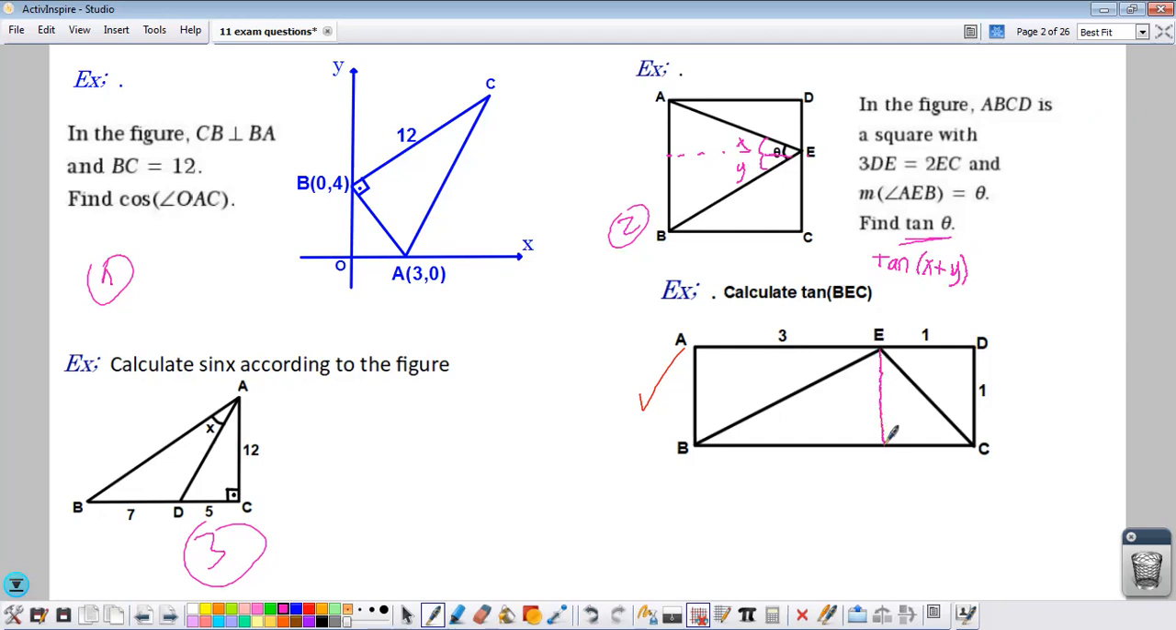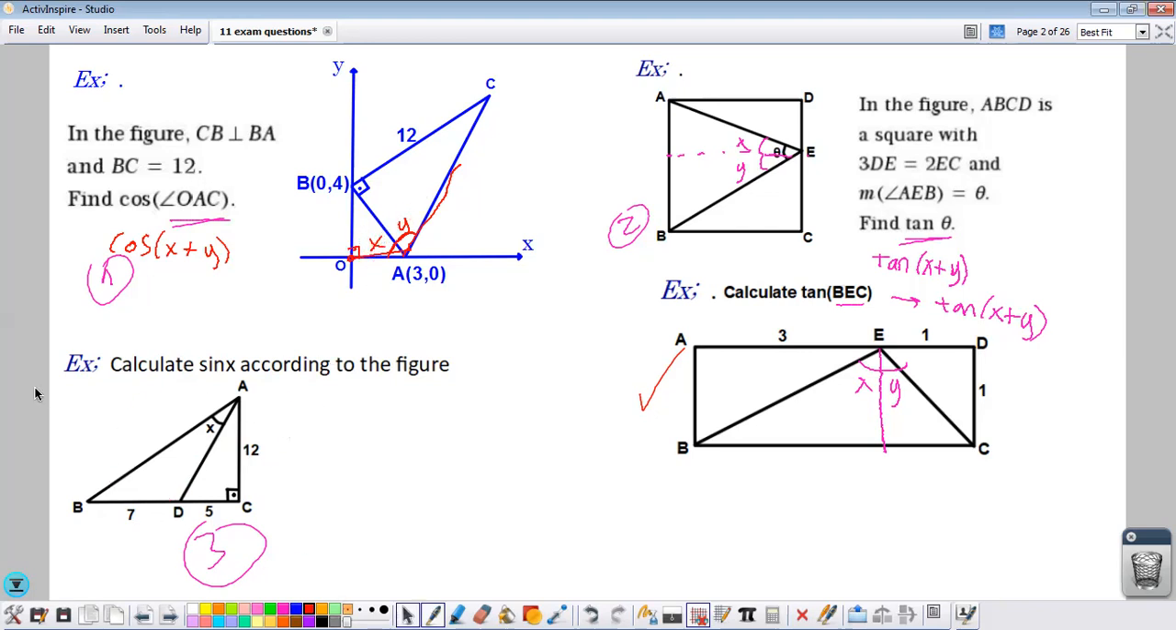Another similar question, BEC probably this place, and you just turn it into x plus y, and that turns into tangent x plus y. And then this one is asking about cosine of OAC, the angle OA and AC, which is all of these. So we already have two parts over there, x and y. You just need to open this with the formula, then later you need to find the cosine x and cosine y by using the right triangles which are in there.